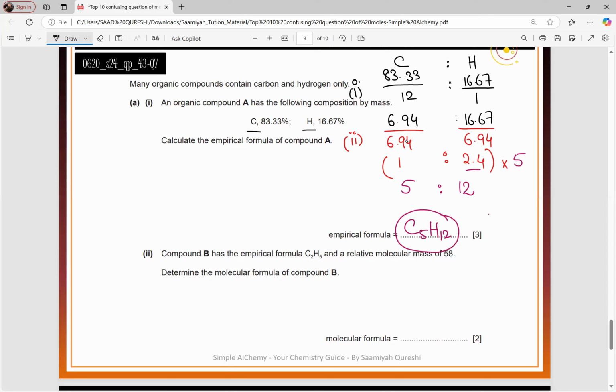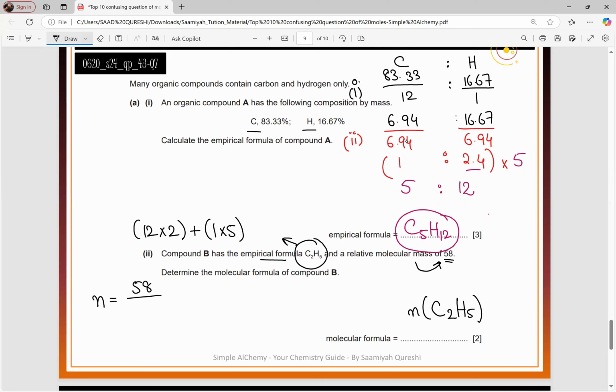To find out the molecular formula, we will multiply a number with the empirical formula, which is given in the question here, C2H5. So we'll multiply this C2H5 with the value of N. How do we find the N? To find the N, we will divide the molecular mass, which is 58, with the empirical formula mass. The empirical formula here is C2H5. We'll multiply 12 into 2 plus 1 into 5 to find out the mass of this empirical formula.